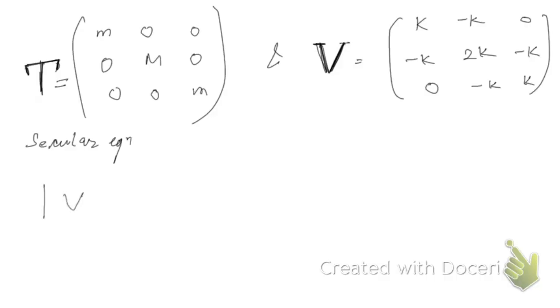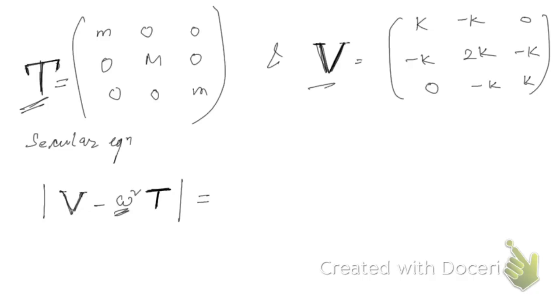That is V minus omega square T. Omega is the frequency here. So we're going to take this determinant. If you multiply omega square with this T, then here you will get omega square, here also omega square, and here also omega square, and the remaining terms are 0. Hope you have understood that.